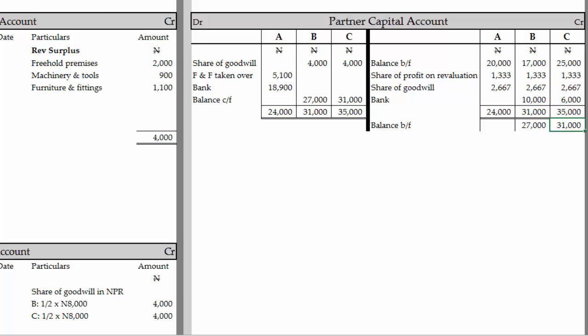And this is how you prepare the partner's capital account when a partner is retiring or when a partner dies. In the next video, we will look at the bank account.